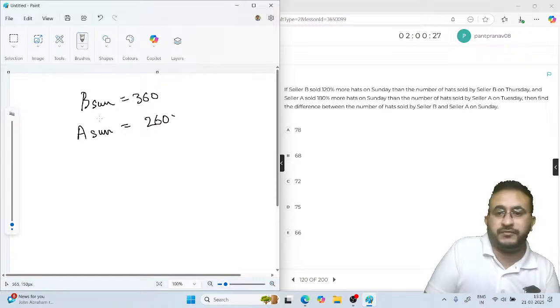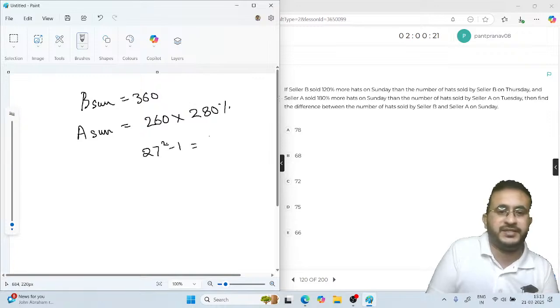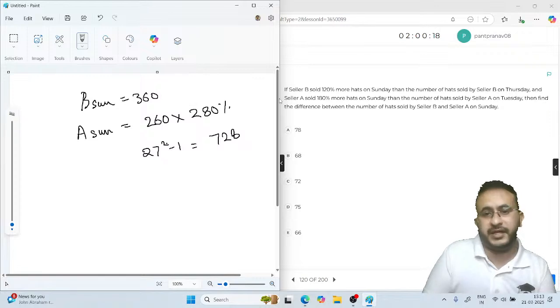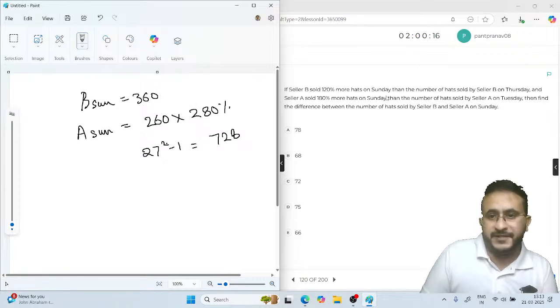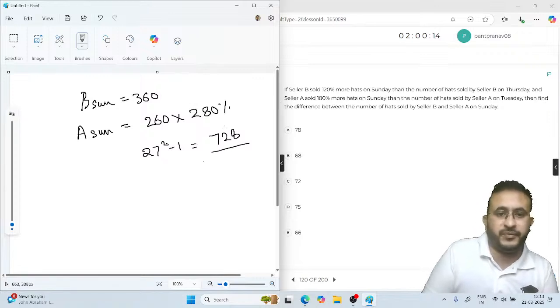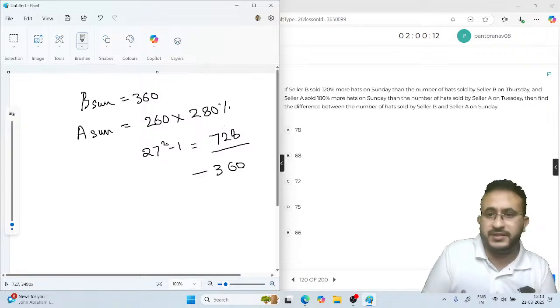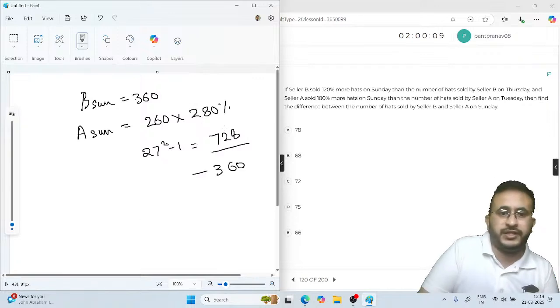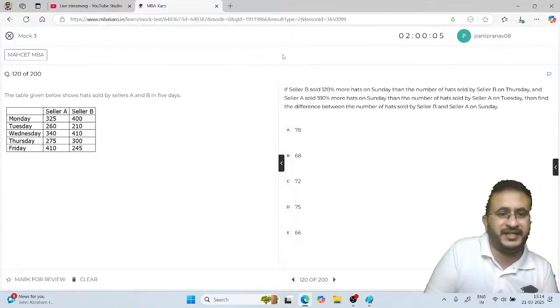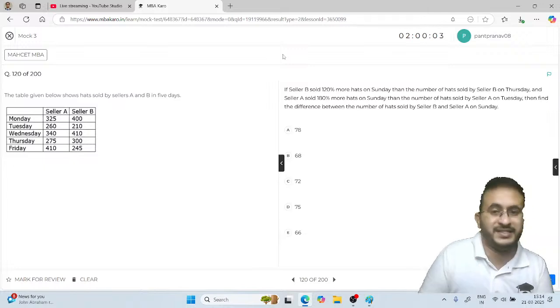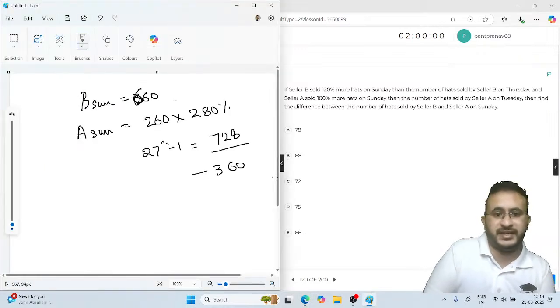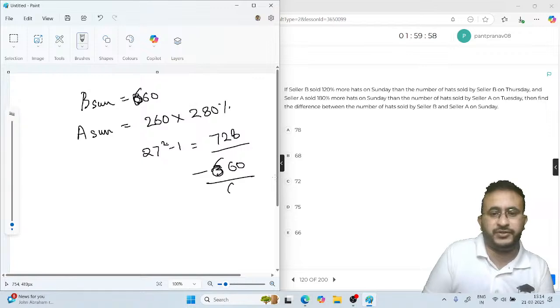260 का 180% more, 280%. 26 into 28 ka na, that is 27 square minus 1, that is 728. Right? Find the difference between the number of hats sold by them. So 728 minus 360. अच्छा सॉरी ये होगा 660, नॉट 120%. 120% मोर कह रहा है, ओके सो 360 मोर सो टोटल 660 selling and this is 728 so the difference is 68.